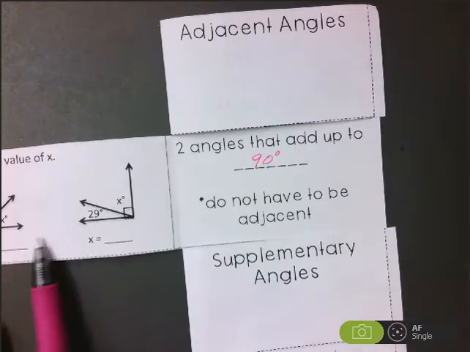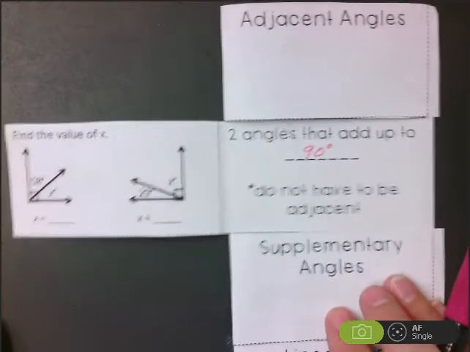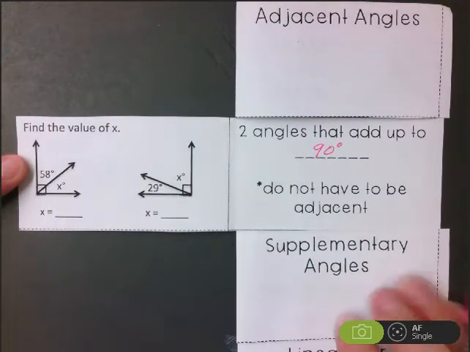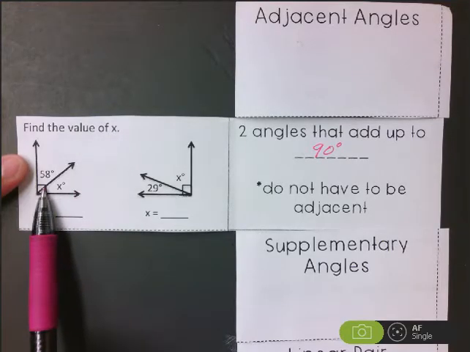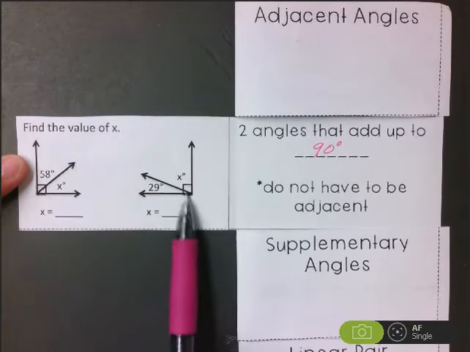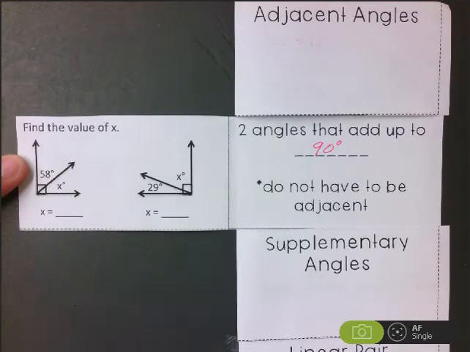So let's come over here and look at a couple examples. We're going to find the value of x. Now you see this symbol here, that's our right angle symbol. Anytime you see that little box, that means it makes a right angle, or 90 degrees.